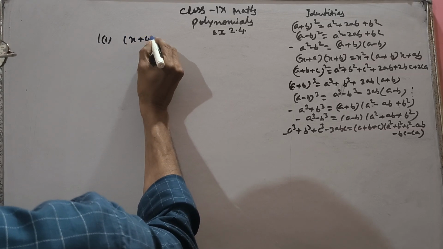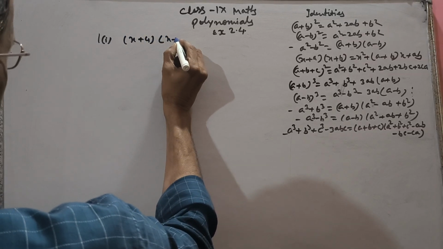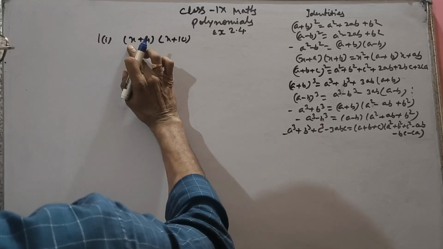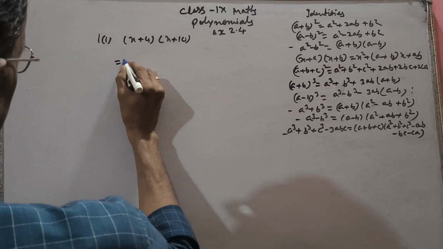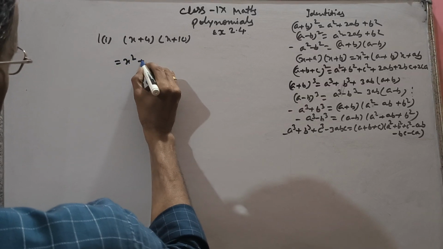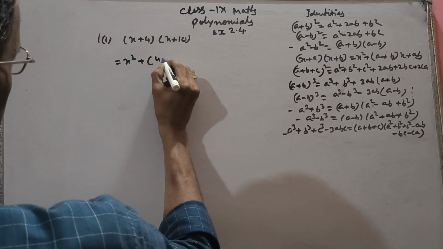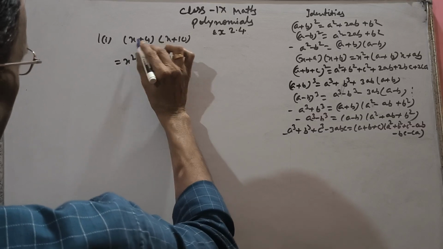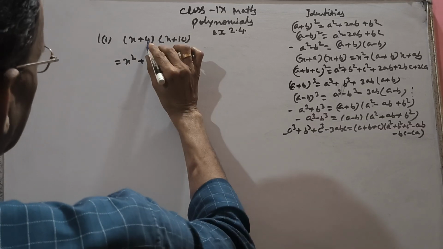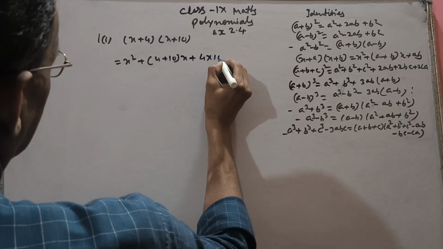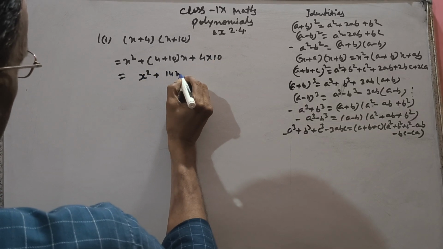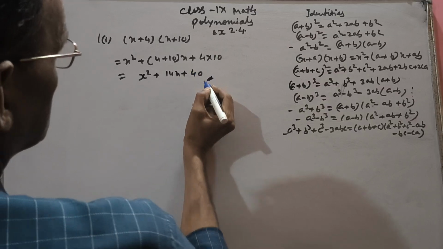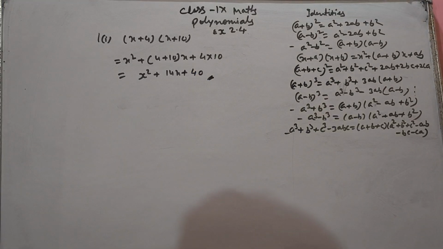First is (x plus 4) into (x plus 10). See, it is in the form of (x plus a) into (x plus b), this formula. So we use this formula: x square, plus (a plus b), meaning 4 plus 10, into x, plus a into b, 4 into 10. So this is x square plus 14x plus 40, the answer. You need to find the product by using the formula.